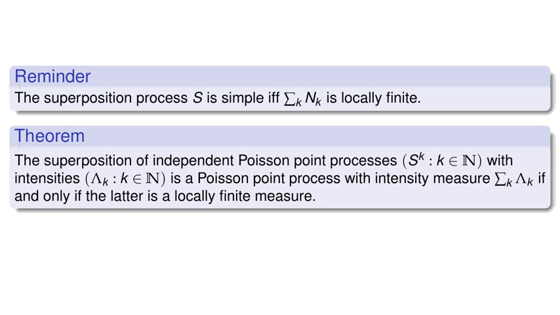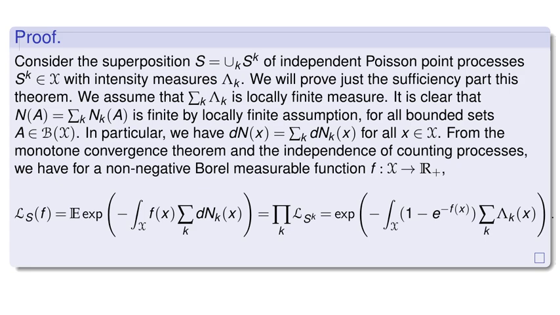Now for a theorem regarding superposition. The superposition of independent Poisson point processes S^k for k in N with respective intensities λ_k results in a Poisson point process with an intensity measure equal to the sum of λ_k if and only if this sum of λ_k is itself a locally finite measure.